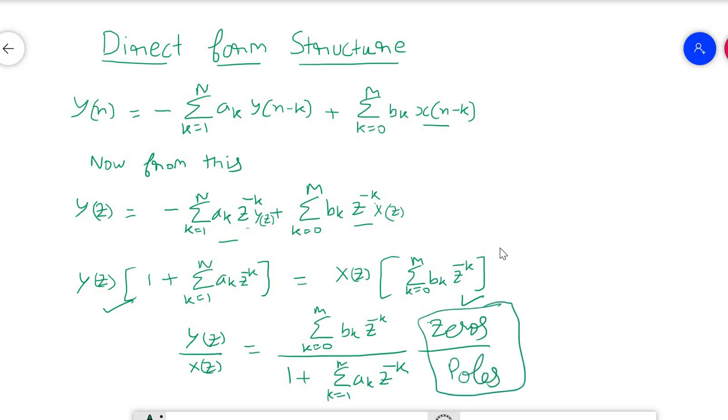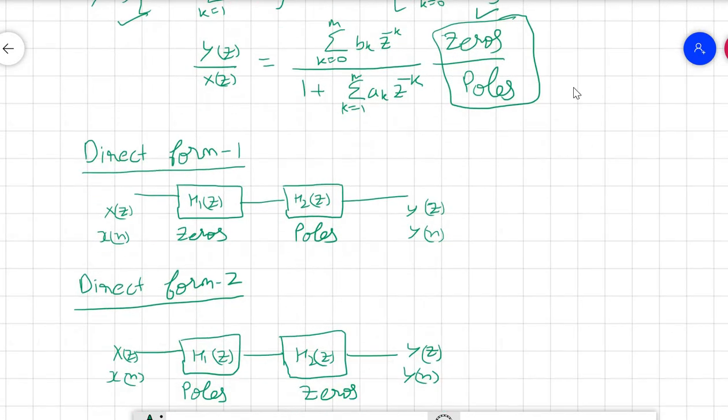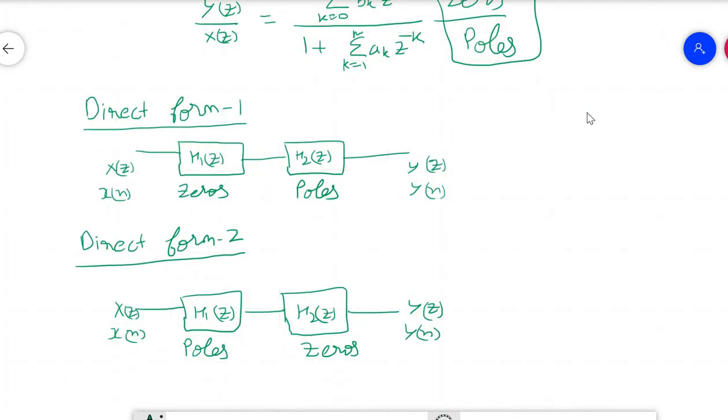Correct. Now, from this equation, we convert this into direct form 1 and direct form 2. Now, what is in direct form 1? In the case of direct form 1, first of all, this is zeros and after that the poles. This is my input and I am taking another signal, that is y(n).